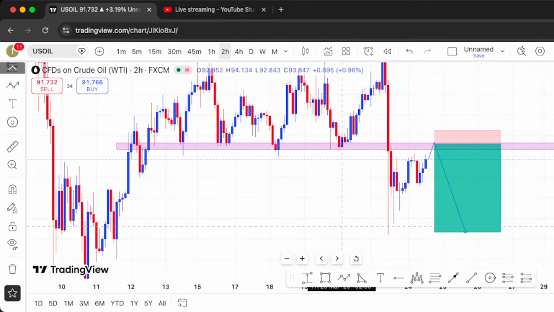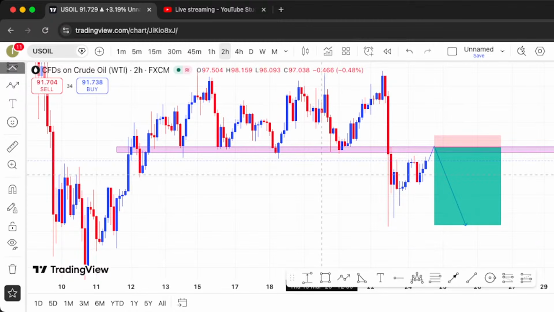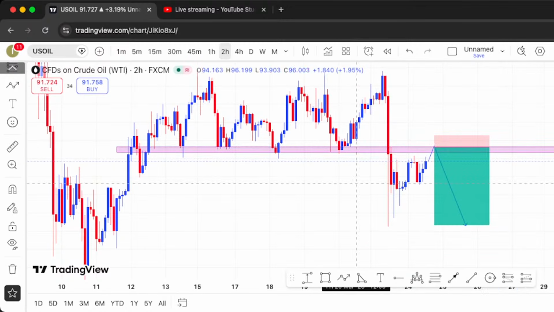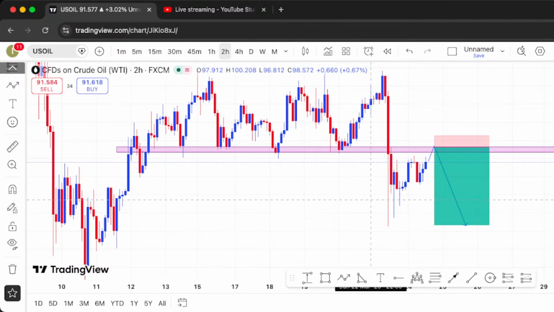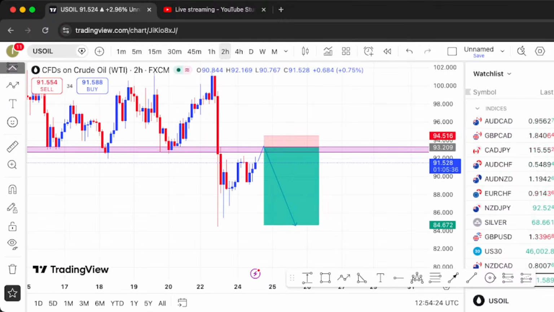Then I think we'll be okay. So if this market pumps back to that level and we have a good entry signal at that point, that's when we are going to take a trade on US oil. So stay calm. Let's wait and see how far it can go. That's US oil.